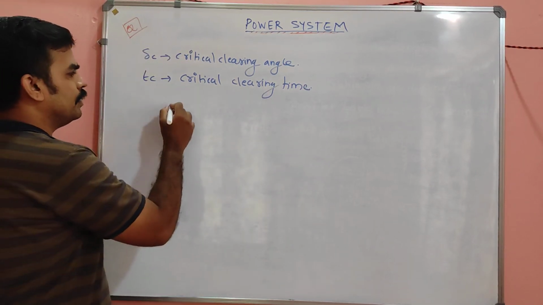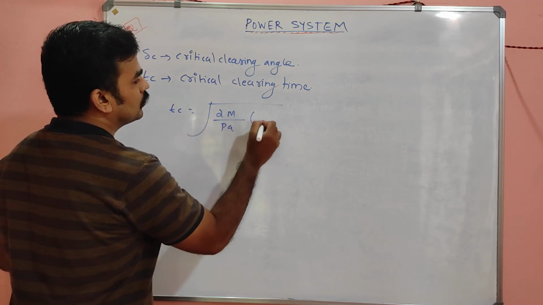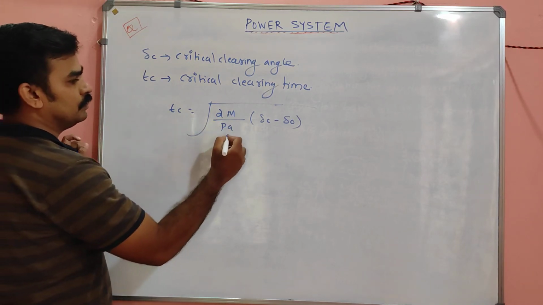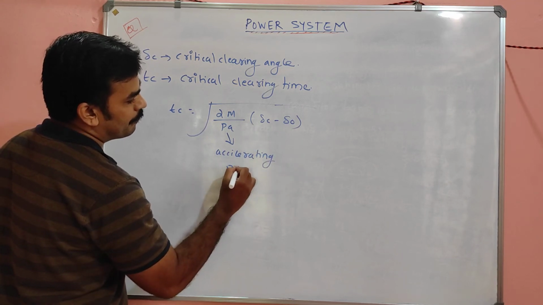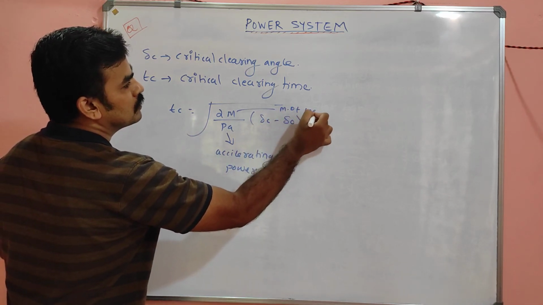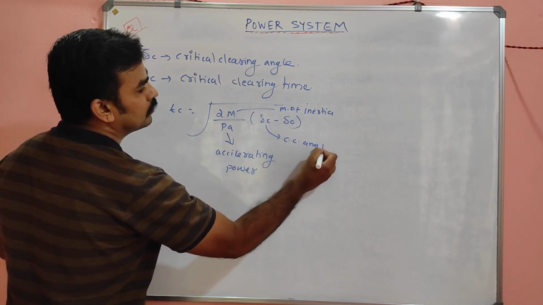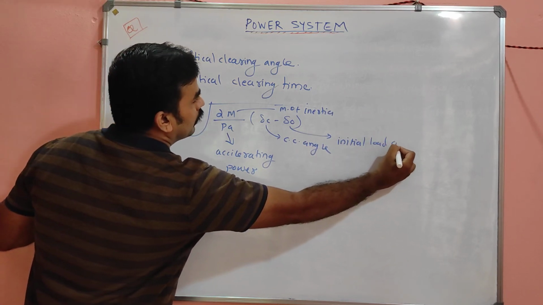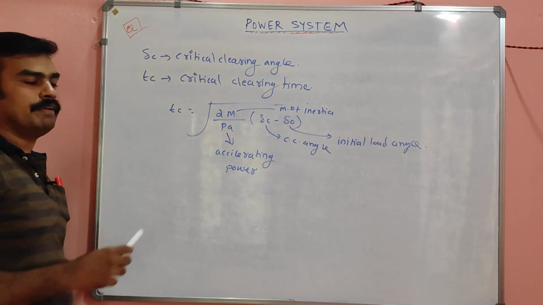There is an equation also: Tc is equal to root of (2m) divided by Pa into, this is nothing but accelerating power. M is, you know this now, moment of inertia. This is critical clearing angle, and this is nothing but initial load angle. Initial load angle. Okay, so this equation is very important, my dear.